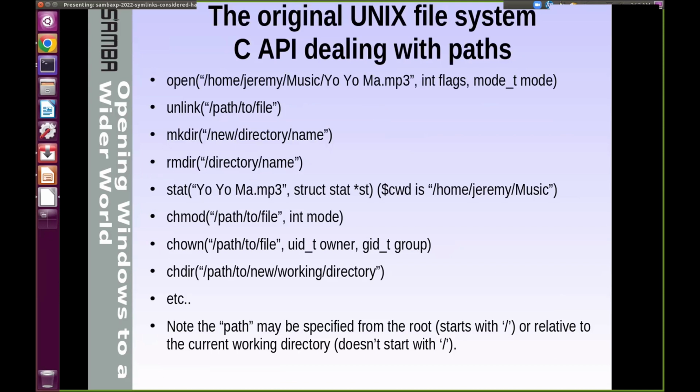So if you think about the file system API, it was originally very, very simple, the Unix file system API. You had open, create, which was a variant of open, unlink, mkdir, rmdir, stat, and then the metadata operations, chmod, chown, and then you have change directory, etc. But paths were coming down from root or from the current working directory, which is where you actually are in the file system hierarchy right now, and paths are relative to that. So it's very simple. You can get to any file or directory on the system by starting from root and giving an absolute path, or you can get there relatively. On this slide, if the current directory is /home/jeremy/music, I can get to my Yo-Yo Ma MP3 file by just accessing the relative name.